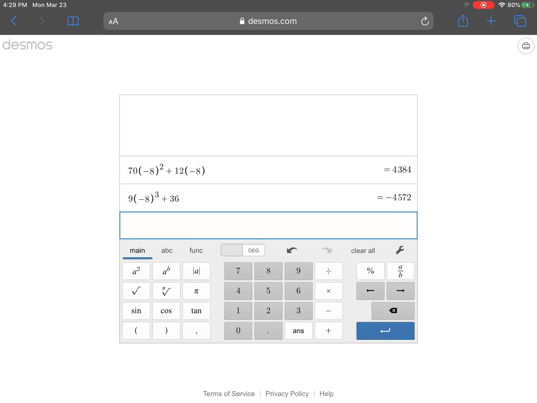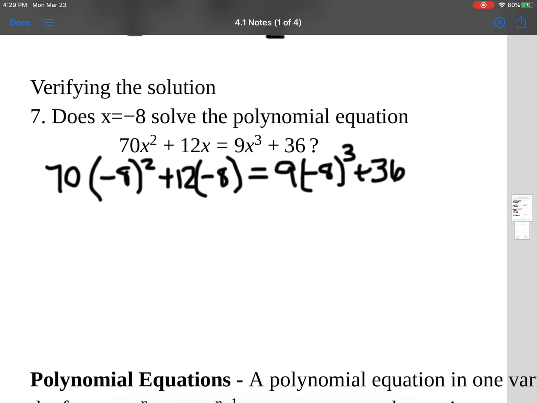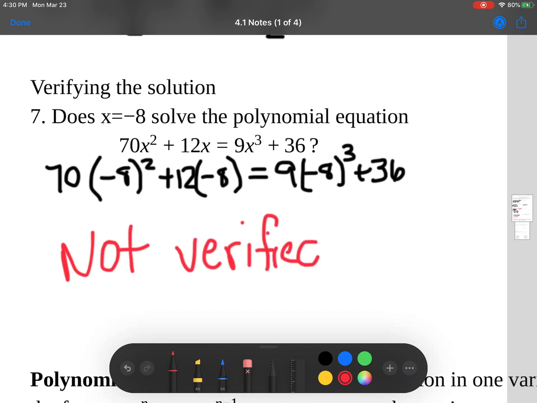Now these two sides yield two separate answers. Since these answers do not equal each other right here, that means it does not verify the solution. So we can go on here, and we basically just say, not verified, or, no, it's not a solution.